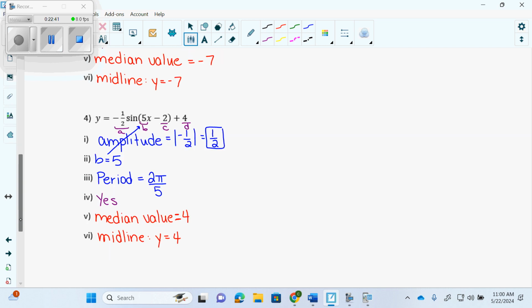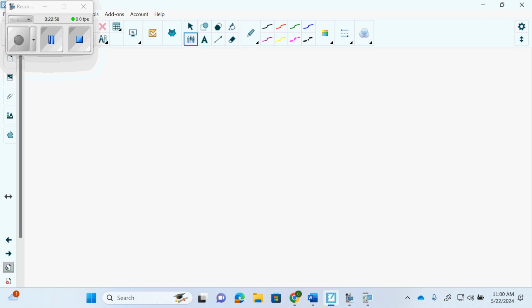All right. So grab out a piece of paper for the next 10 minutes. I'm giving you 4 equations, and you're going to give me the same information. Then we're moving on to range, max and min, and domain. So the following is what I want. A, I want the amplitude. B, I want the B value. C, I want the period.